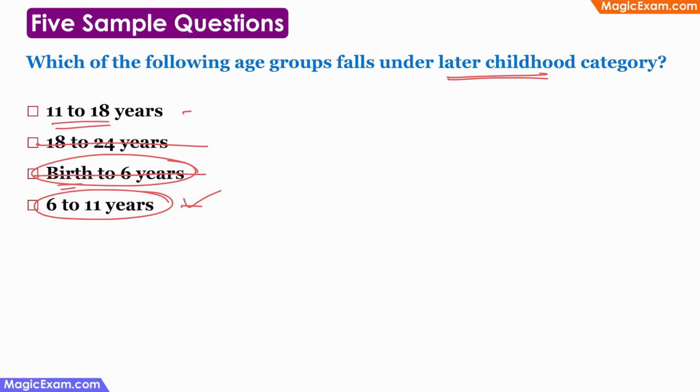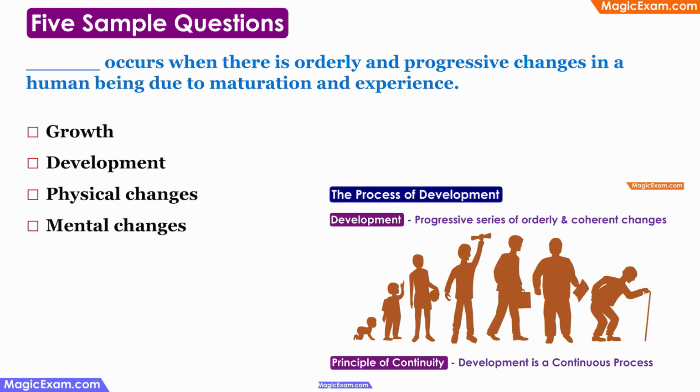And 11 to 18 years is adolescence. Now, as I mentioned earlier, in some textbooks, this is mentioned as 12 to 18 years, and in some textbooks, it is mentioned as 11 to 18 years. So don't pay too much attention to this 11 or 12 because both of them are correct.